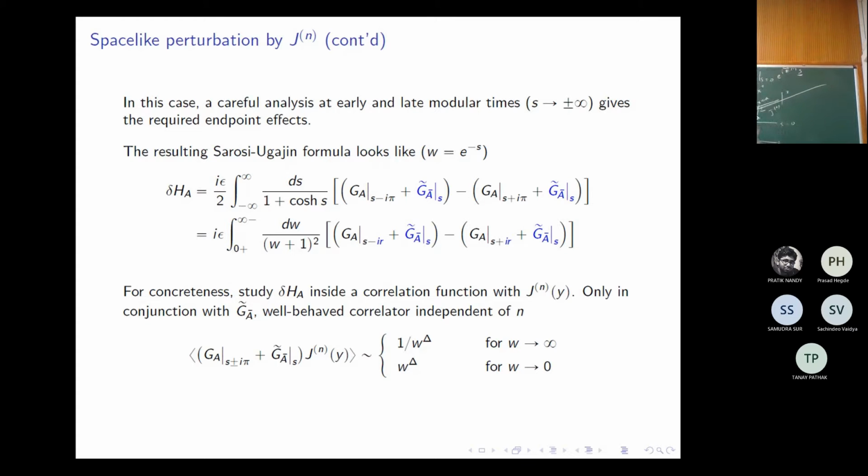And this is what I just said, that if you take G A at S plus minus I pi plus G A bar tilde at S, only then, as R goes to pi, it has the behavior that as W goes to infinity, it falls off, and also as W goes to 0, it falls off. And this fall off behavior is independent of N. And that will actually help us in a bit when I draw the contours. That will help us to close the contours at 0 and at infinity.